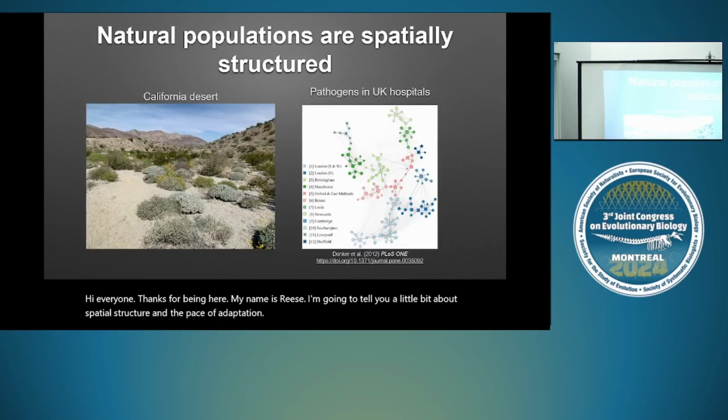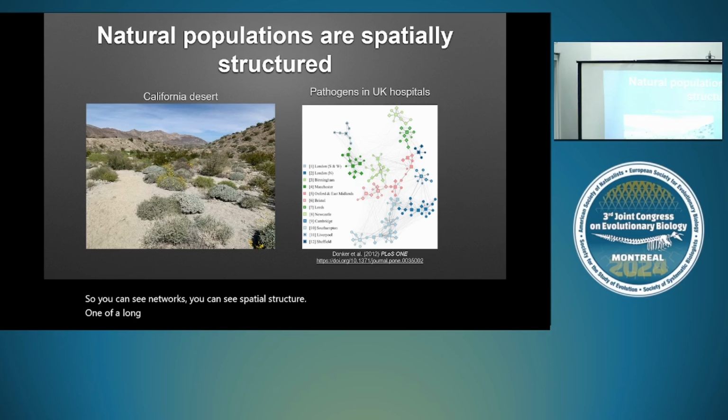It's no mystery, one of the most obvious things about life anywhere, the urban environment, the natural environment, or whatever, is that natural populations are often spatially structured. Two trivial examples: plants across the California desert. This is the network of pathogen transfer through patients in UK hospitals. So you can see networks, you can see spatial structure.